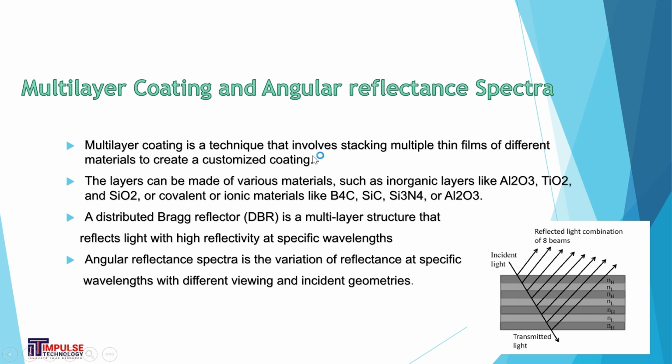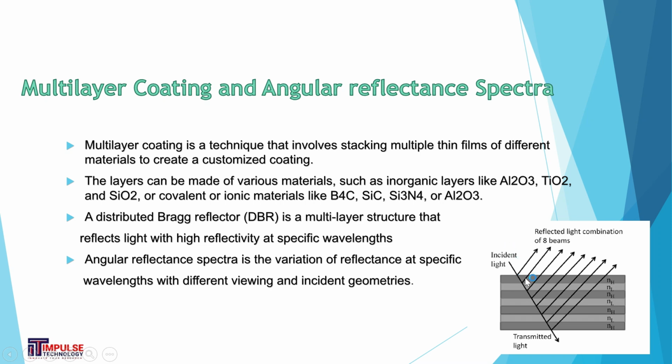Multi-layer coating is a technique that involves stacking multiple thin films of different materials to create customized coatings. The layers can be made of various materials such as inorganic layers like aluminum oxide, titanium dioxide and silicon dioxide, or covalent or ionic materials like boron carbide, silicon carbide and silicon nitride. You can see the diagram here. These are the layer structures, and they can be different materials.